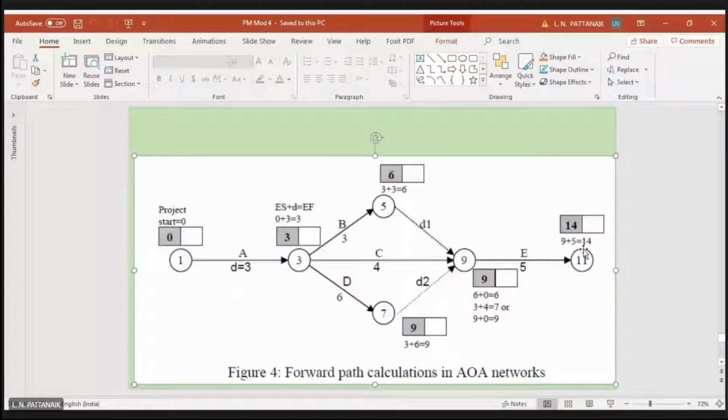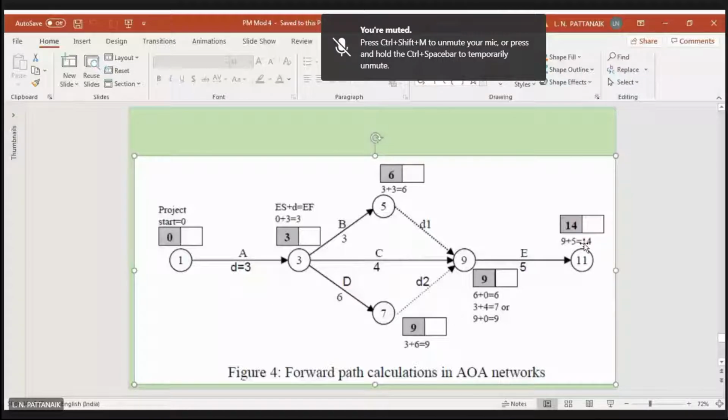So if you have reached this block, the last node's first block, that means your forward pass calculation is complete, right? Clear? Now listen to me very carefully for another important piece of information. Then you have to do the backward pass calculation.